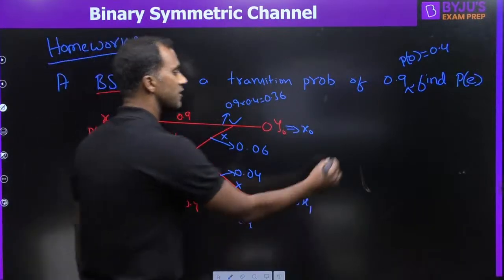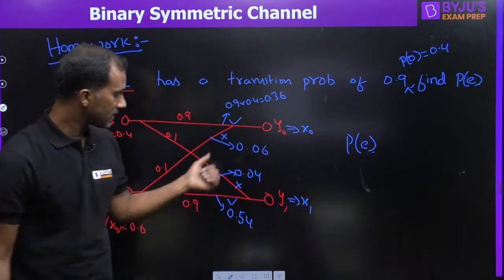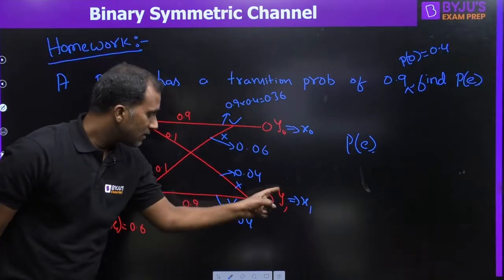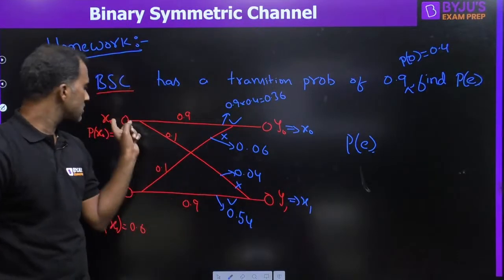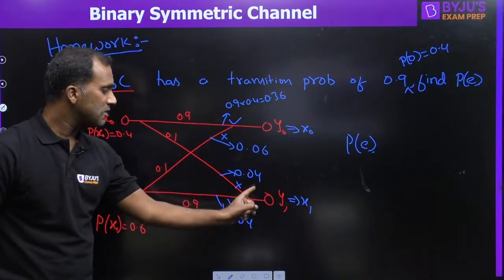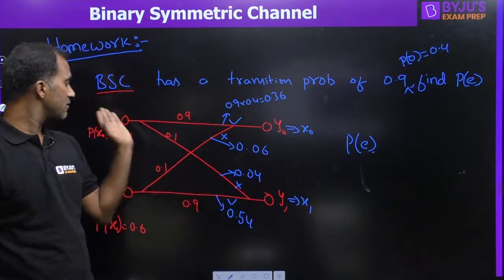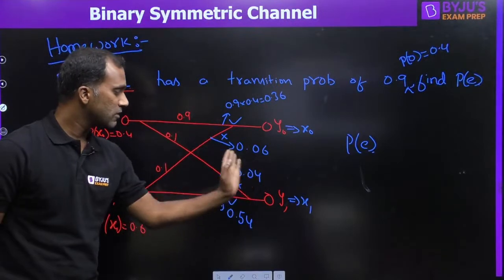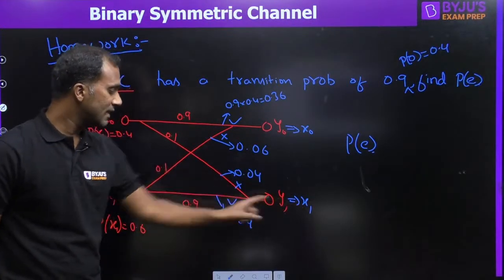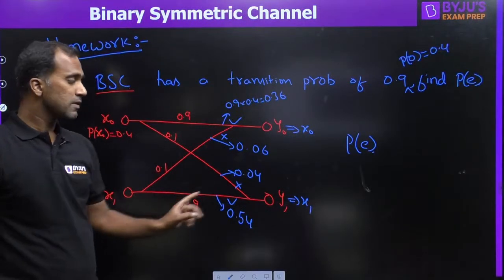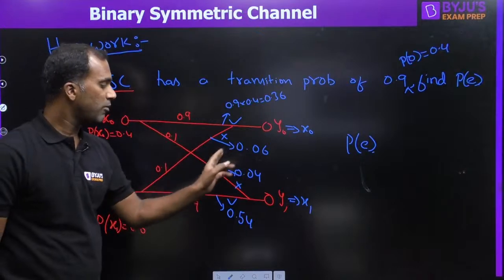When we are asked to find the probability of error, we have observed in the previous discussion that when you see y1, you are always deciding it as x1. So when you receive y1 because of x0, and that happens with a probability of 0.04, then we are making a wrong decision. When that happens, we get an error because you are deciding it as x1. So we are wrong with a probability of 0.04.